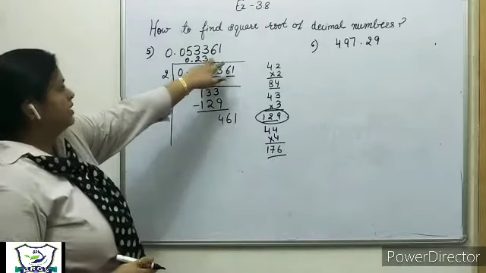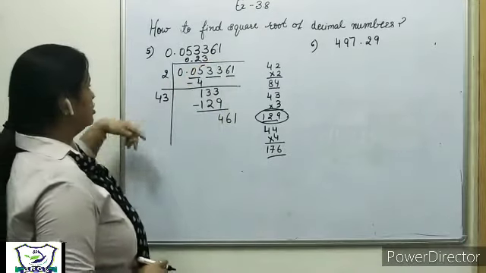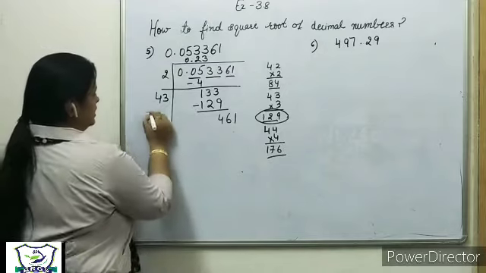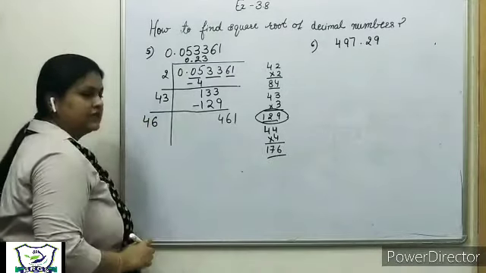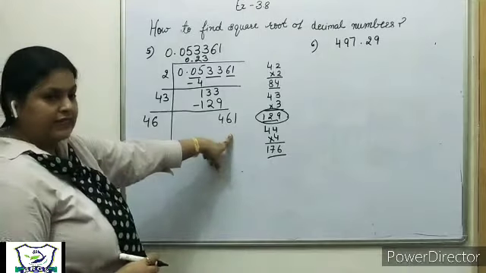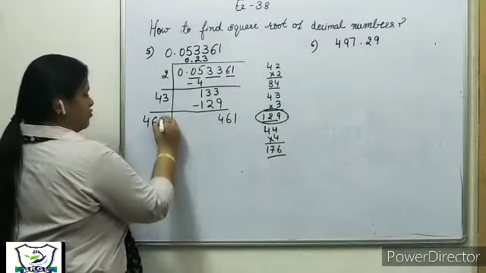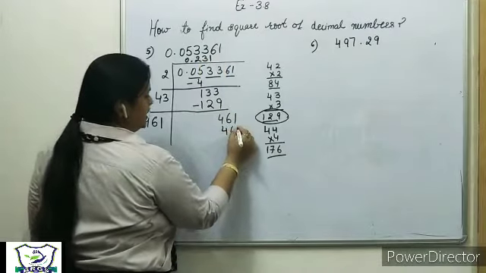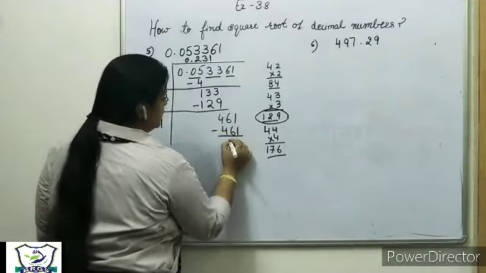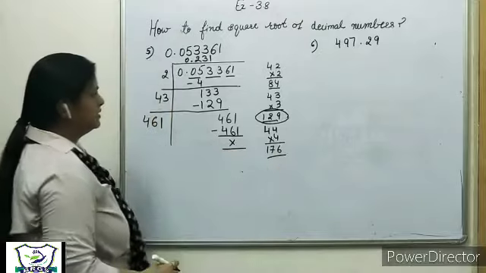61 comes down. Now here in the quotient it is 23. Double of 23 is 46. Now here 46. So we need 461. It's clear. We have to put 1 with it. So 461 into 1 is 461 and the remainder is 0.